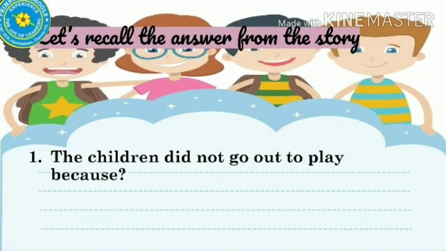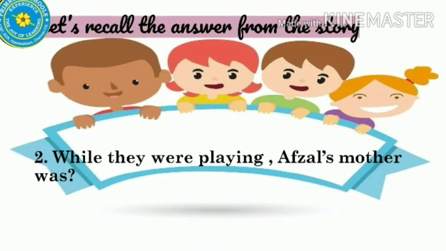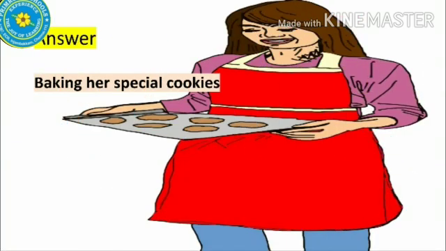Do you remember the story, children? Okay. Here are a few questions. Let us recall the answers. The children did not go out to play because it was raining. Now here comes the next question. While they were playing, Afzal's mother was? The answer is baking her special cookies.